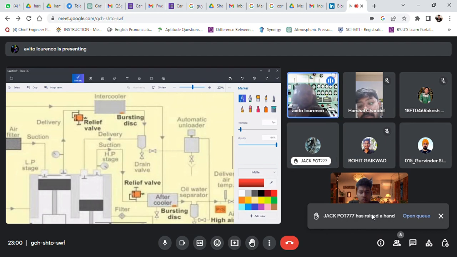Now, the second question: in positive displacement pumps, on the discharge side, I use a relief valve. So why not use a relief valve again in the compressor? What is making the bursting disk so important compared to a relief valve?